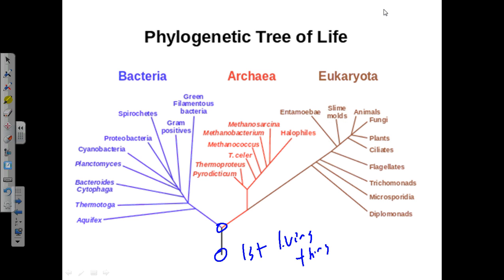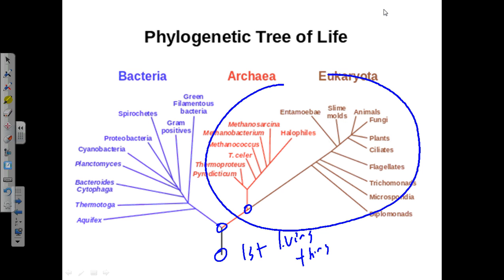So if you look at how this thing is drawn, what's implied to be right there? Yeah, common ancestor between archaea and eukaryotes. Notice how the archaea branch is closer to the eukaryotic branch than what is? The bacteria. Scientists would say that these two groups are more related than our group and the bacteria. And we'll talk about why a little bit later on.